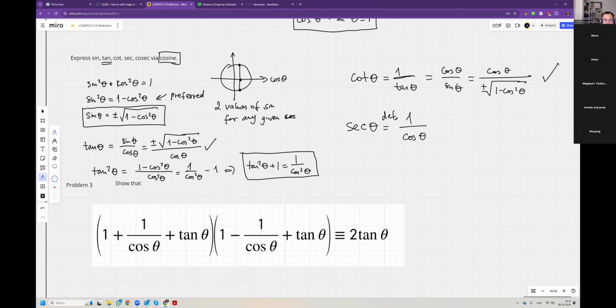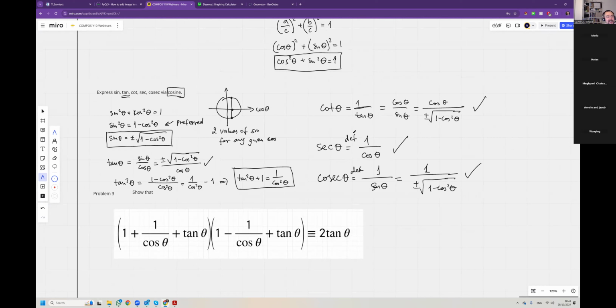So one really good thing is you can always express one trig function in terms of another. Okay, they're all interconnected. Right, I hope that makes sense. Does it make sense? Okay.